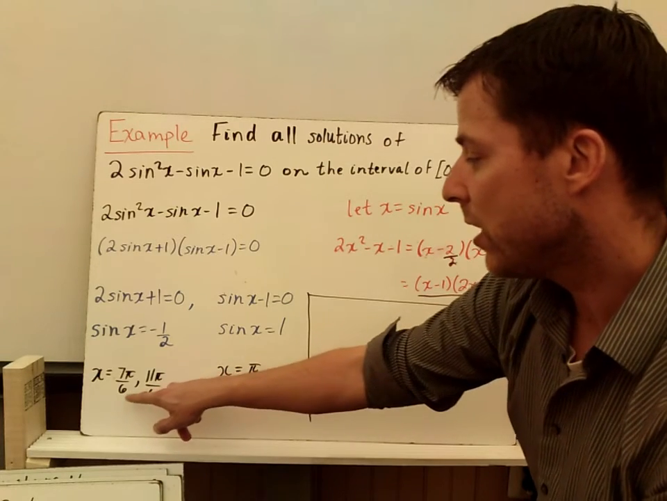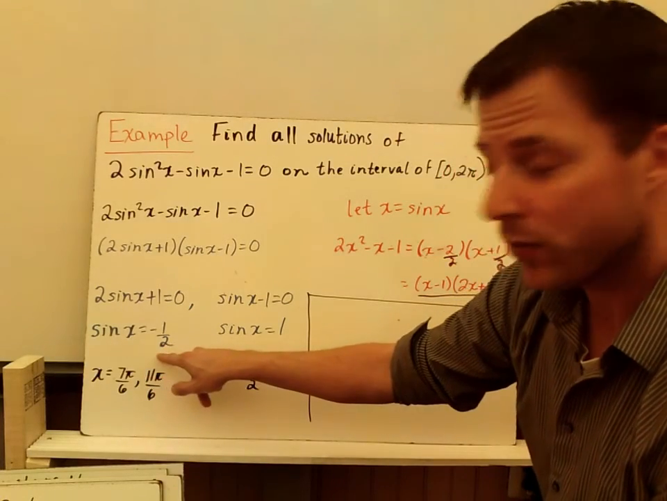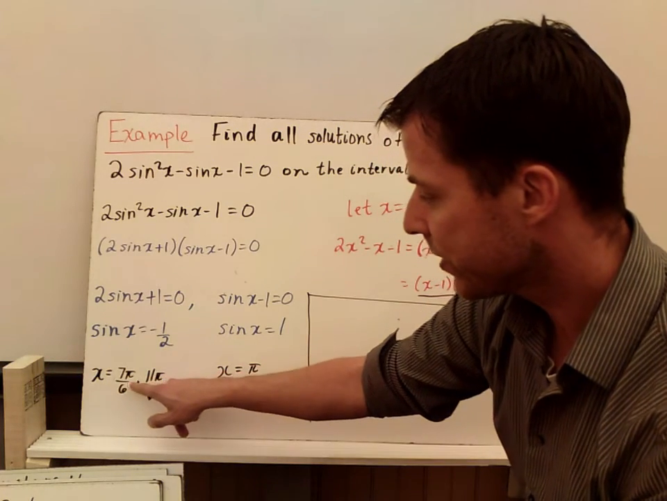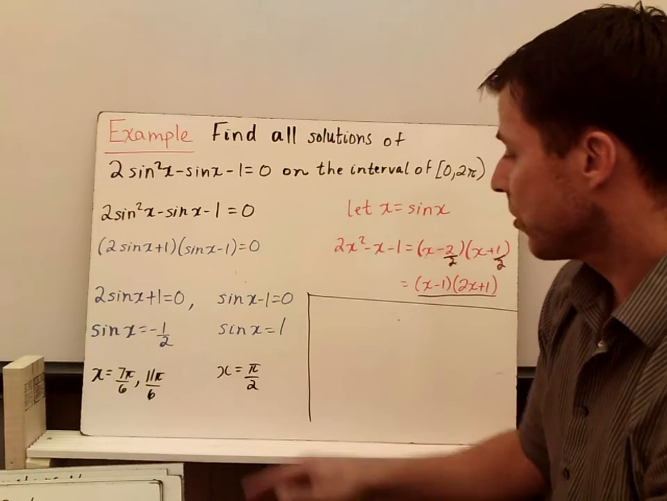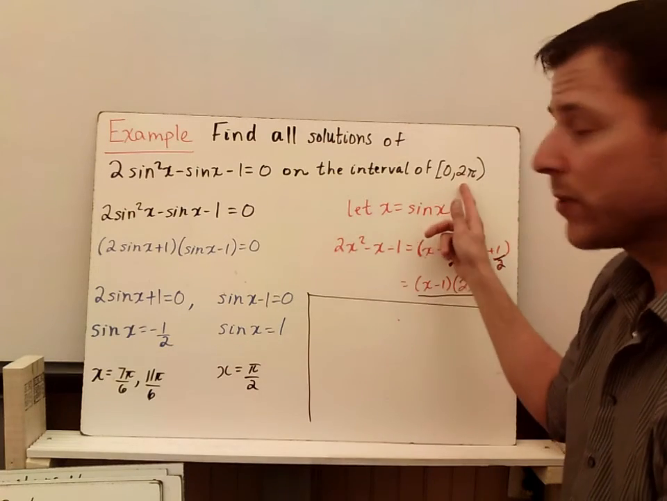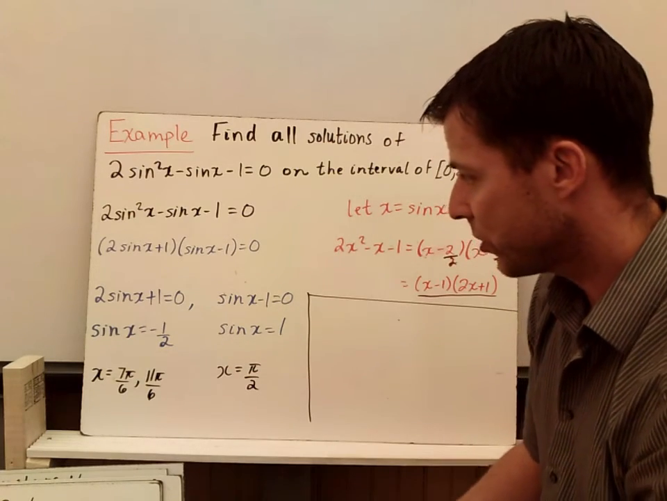And sine of x equals negative 1/2 at x equals 7 pi over 6 and 11 pi over 6. So those are the solutions to that. It's on the restricted domain, so it's not a general solution.